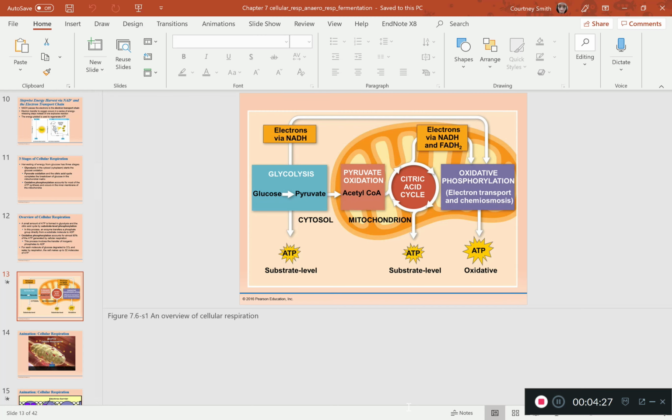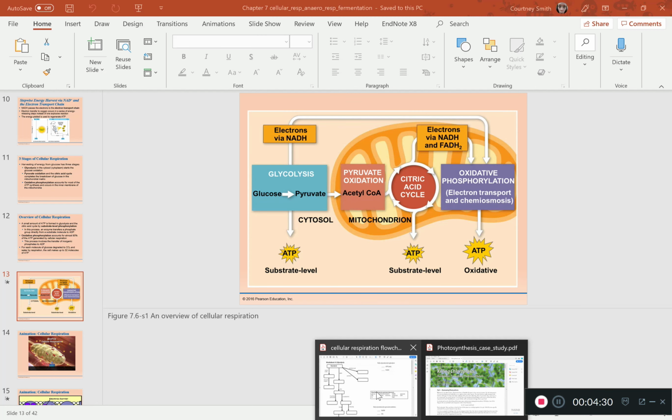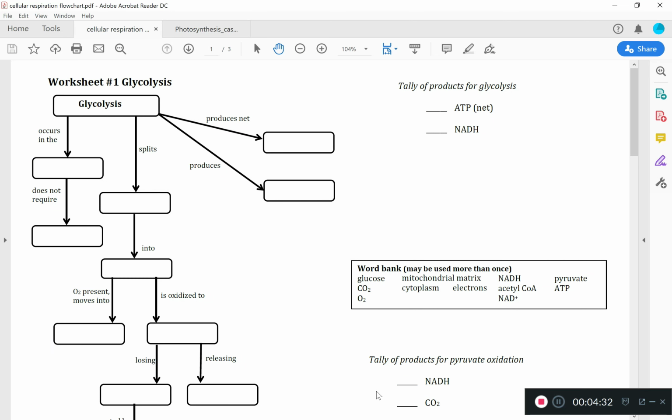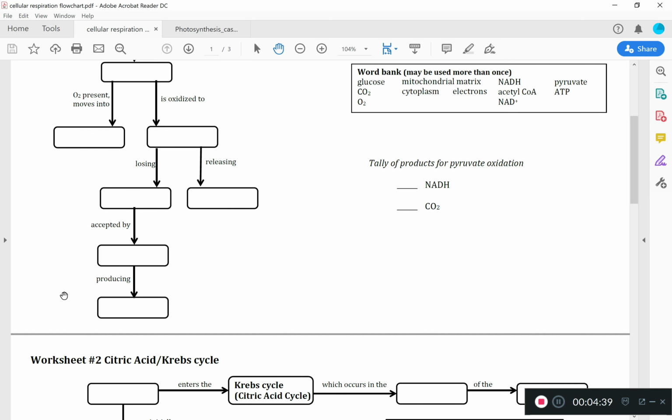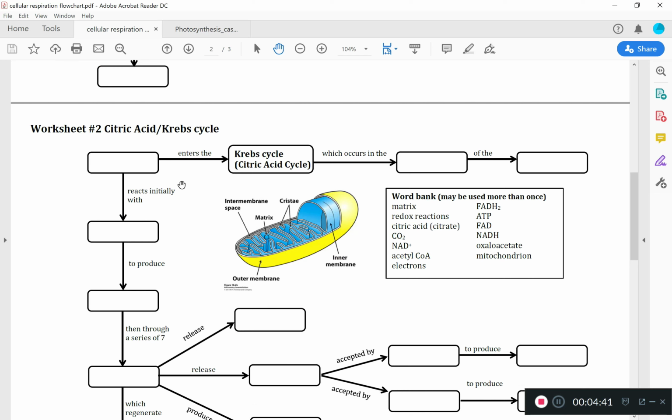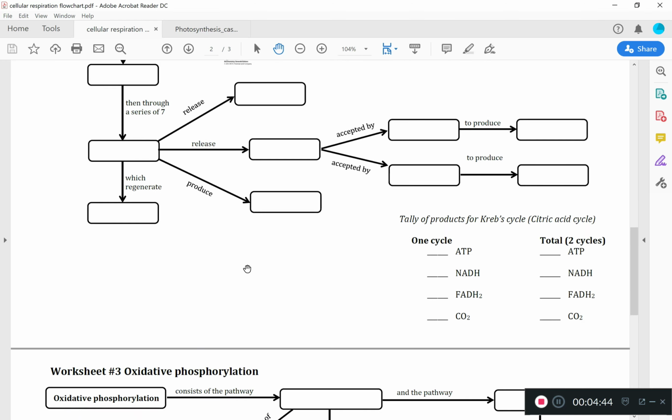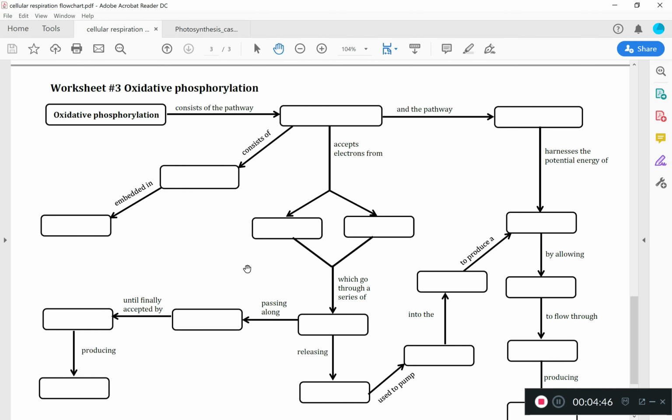The flowchart that I'm referring to is this document. I handed it out in class. It's also posted under our modules for exam 3. We did go over this in class, so definitely be able to know the processes forward and backwards, all 3 processes, okay? You need to know glycolysis, the Krebs cycle, as well as oxidative phosphorylation, also known as the ETC cycle. So definitely know that.